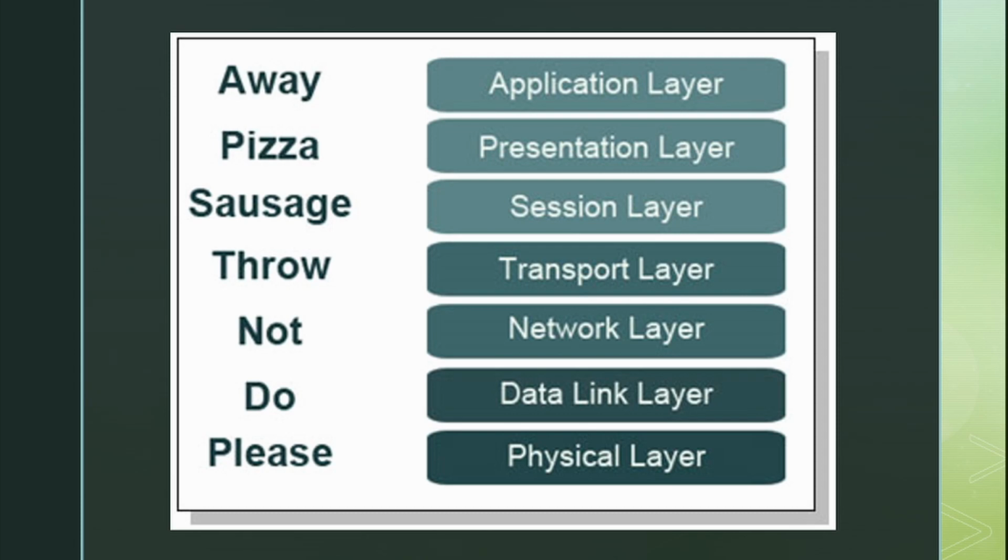Finally, how on earth do you remember all this stuff? A great way, and there are probably many out there, is much like naming the planets. In this case, it is please do not throw sausage pizza away, which covers your physical, data link, network, transport, session, presentation, and application layers. I hope you found this useful, and that is it.